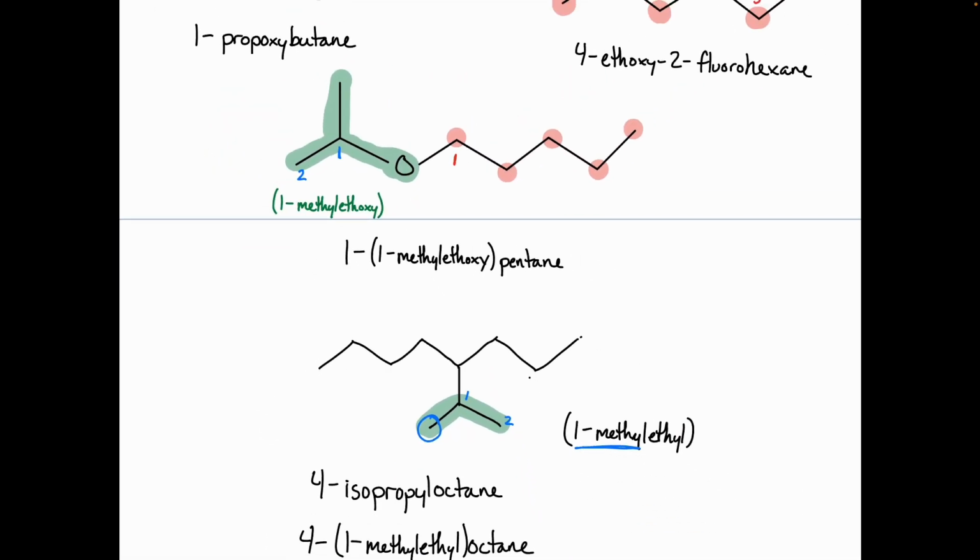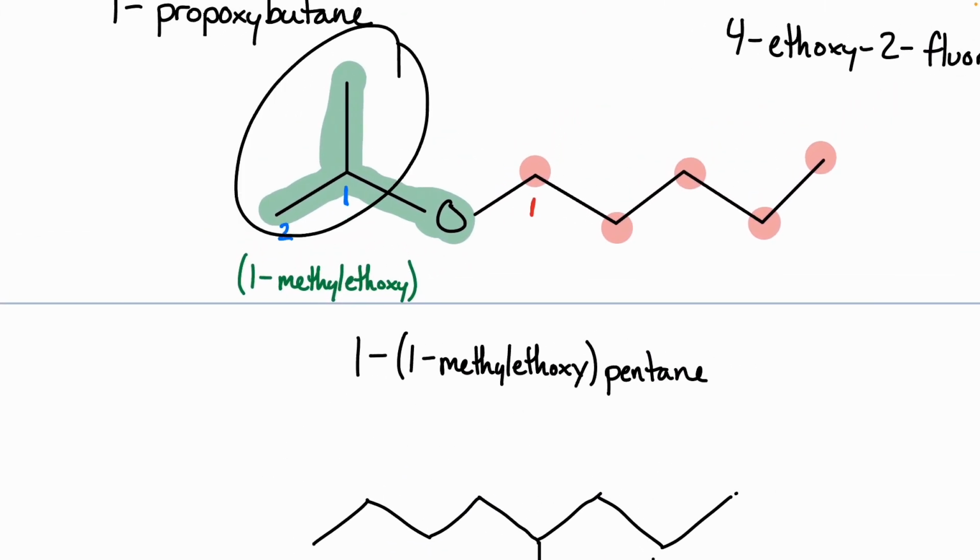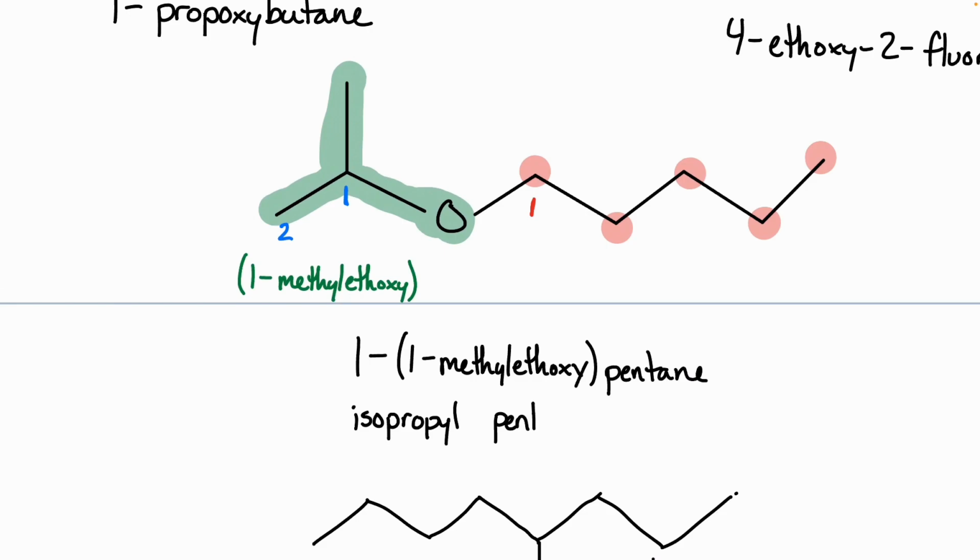Okay, or we could refer to this using those common names here. We do have a common name for this branched group. So this would be isopropyl pentyl ether. Right, the top one is what we call the IUPAC name.